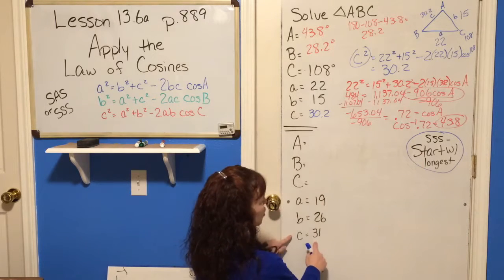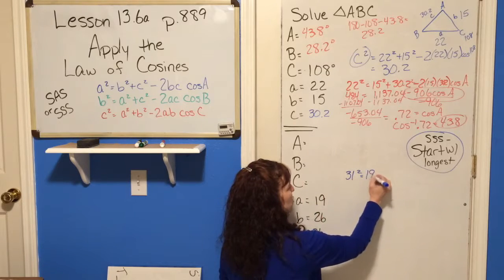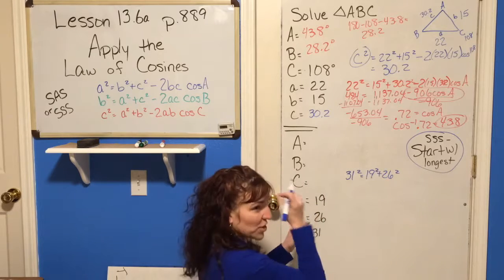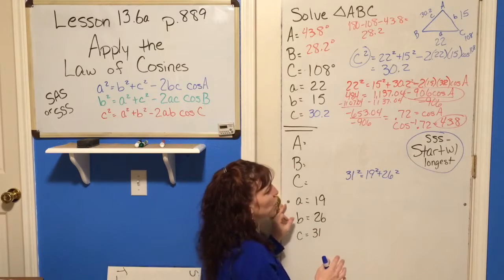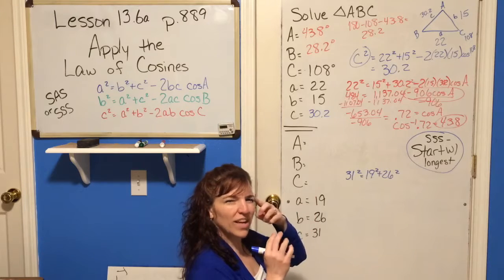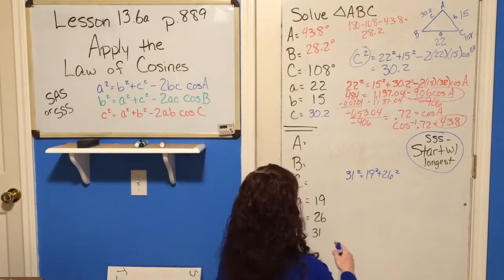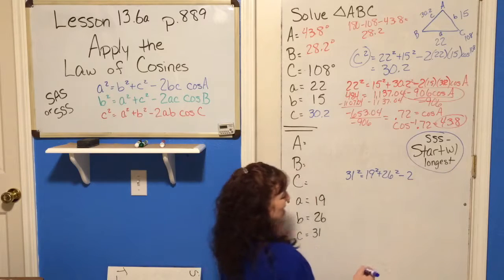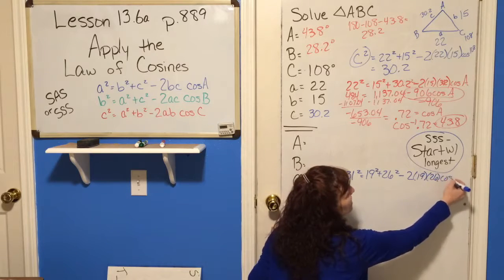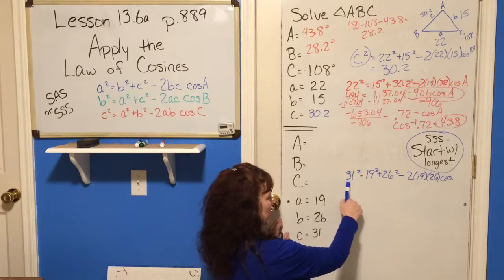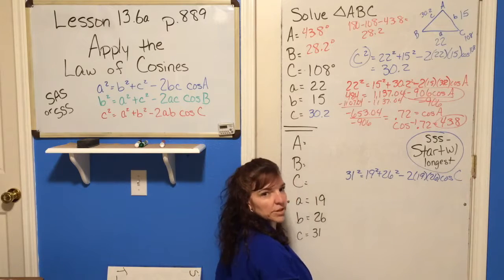So we're going to start with C, which is 31. And we're simply going to put in 31 squared equals the two that you know, 19 squared plus 26 squared. And I just have it memorized. But I don't know if you've noticed, I just use what I know and what I don't know, instead of trying to memorize exactly the formula. So now I'm going to subtract from that 2 times the two sides that I know, the 19 and the 26, times the cosine of the angle that is opposite this. So this is the side C, so I want the cosine of C. Clear as mud? All right.